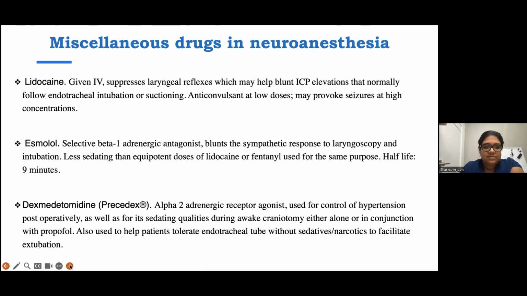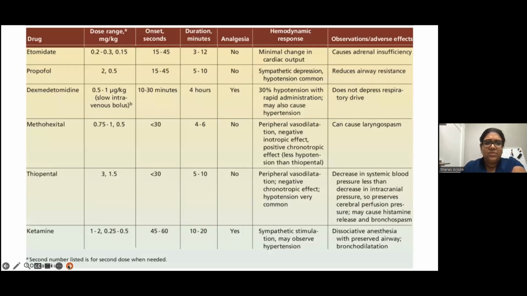And dexamethasone is an alpha-2 adrenergic receptor agonist, and it's used for control of hypertension postoperatively, as well as for its sedating qualities during awake craniotomy, either alone or in conjunction with propofol. Also used to help patients tolerate the endotracheal tube without sedatives or narcotics to facilitate extubation. This table just summarizes the different drugs, the dose ranges, the onset of action, and the hemodynamic response and adverse effects.